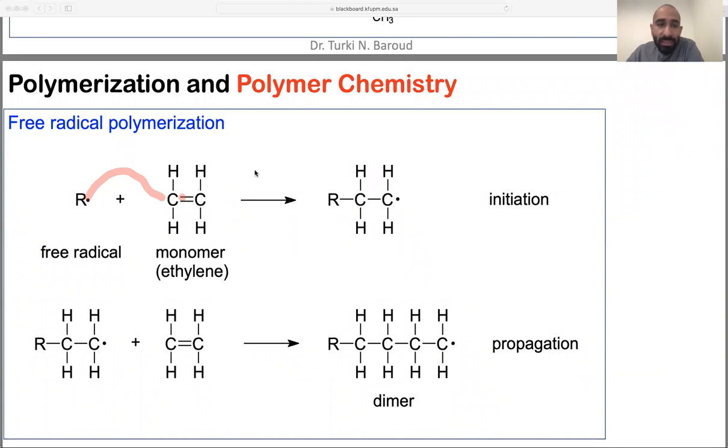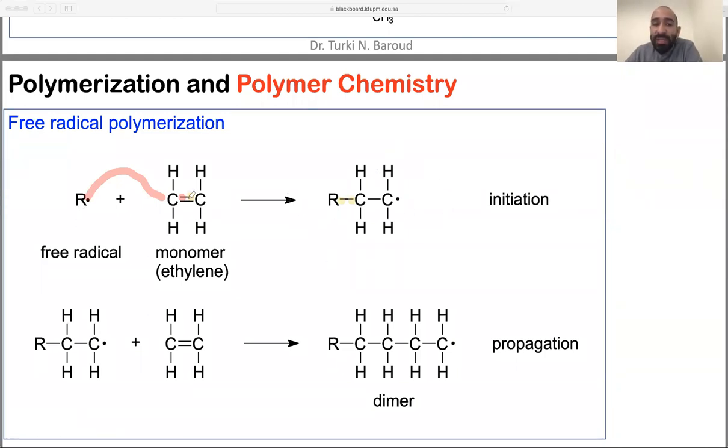Also this carbon is sharing its electron with this carbon, right? So this bond over here is composed of two electrons. One belongs to this carbon and the other one belongs to this one. So once this radical attacks this carbon, it will break this bond and create a new bond over here. That bond is composed of the carbon electron and the free electron from the free radical. Okay, wonderful. So that's called the initiation.